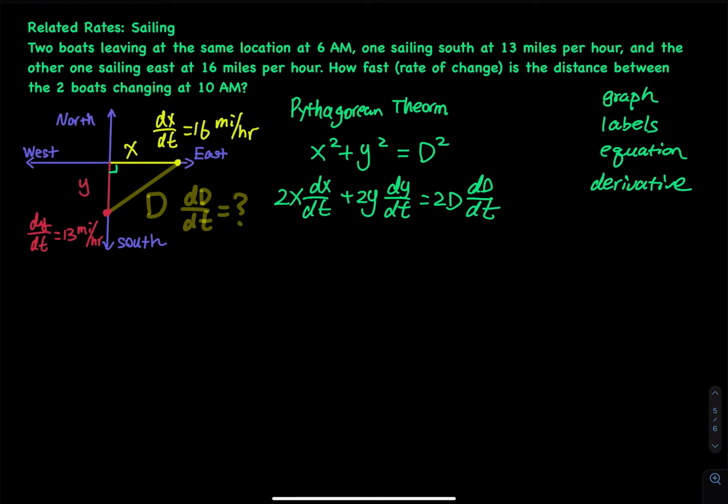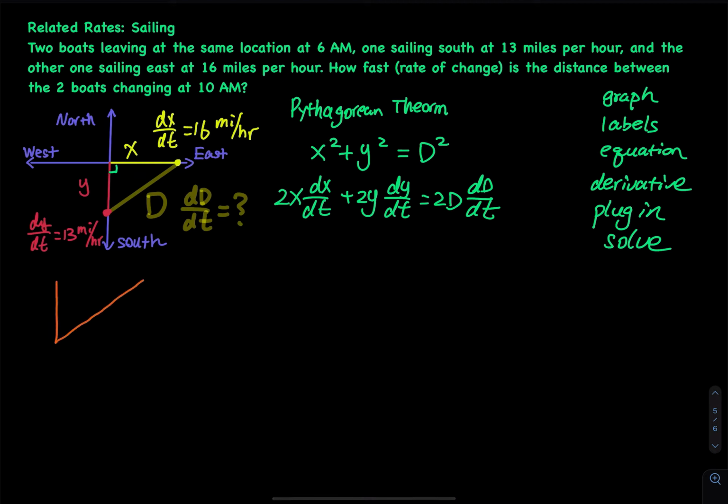Okay, so the implicit differentiation is done, and then the next step is you have to plug in, and then you solve for the unknown. All right, so what do we know and what don't we know? We have dx/dt, we have dy/dt, but we do not have x, and we do not have y, and we do not have d. So how do we figure out the x, y, and d? To figure out the x, y, and d, you have to do one more equation. What is the relationship between x, y, and d? The relationship is, so let's draw this triangle again.